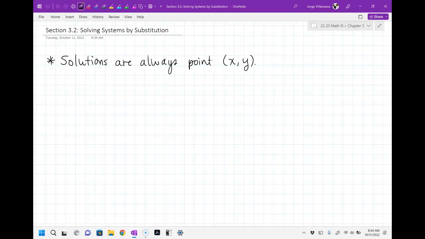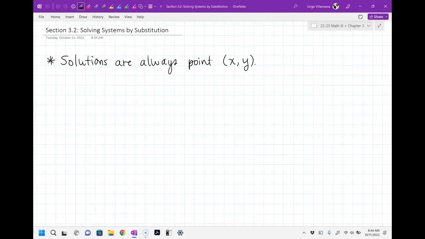The reason why it's two answers is because essentially what you're solving for is a point of intersection, right? A point of intersection. That's what you're trying to find. So that means your answer has to be a point, right? An x and a y. So solutions always have to be a point for this stuff.